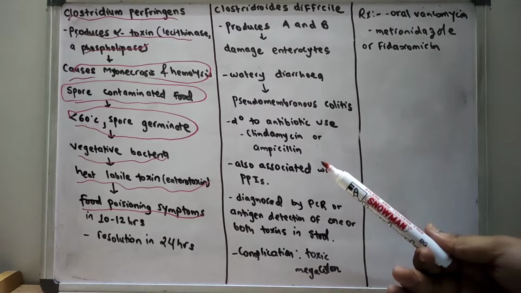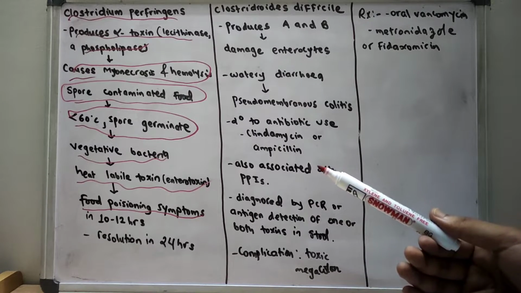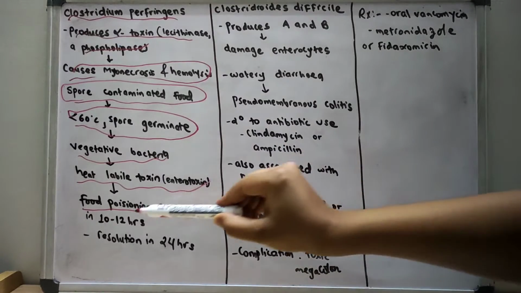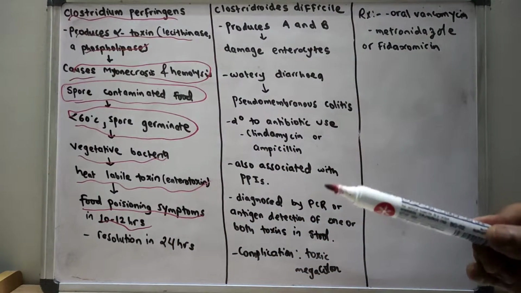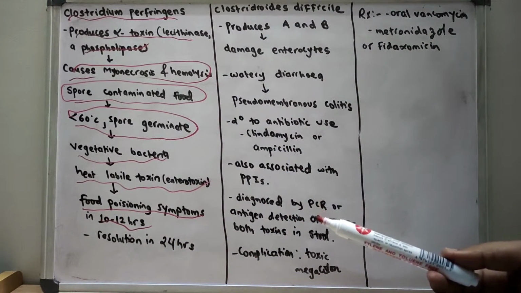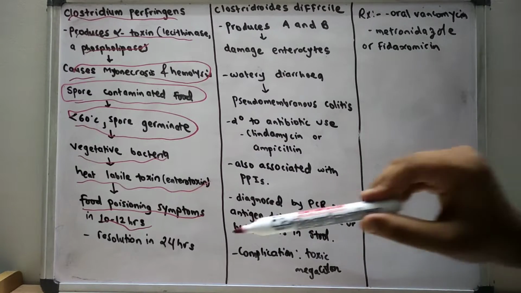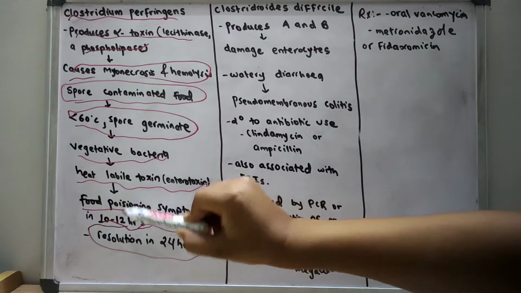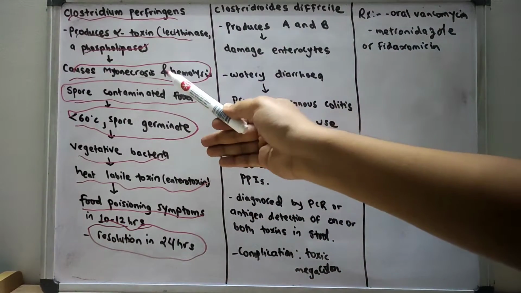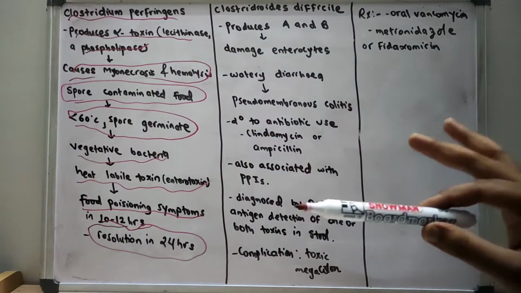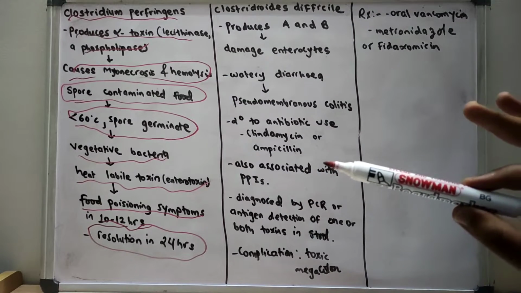So after ingestion of the spores of Clostridium perfringens, the food poisoning symptoms occur within 10 to 12 hours, but usually it is mild, and after taking oral rehydration solution or doing conservative management, there could be resolution within 24 hours. But myonecrosis and hemolysis is the more severe condition of Clostridium perfringens.